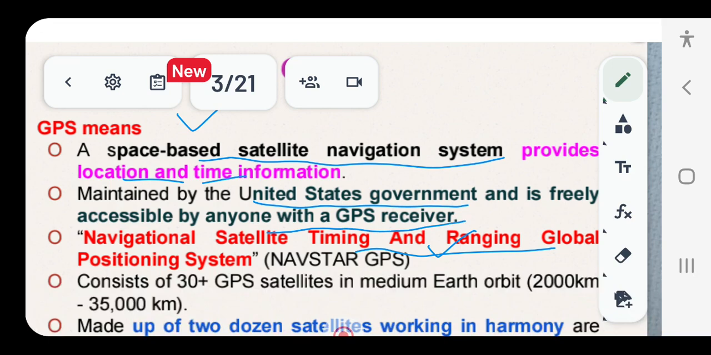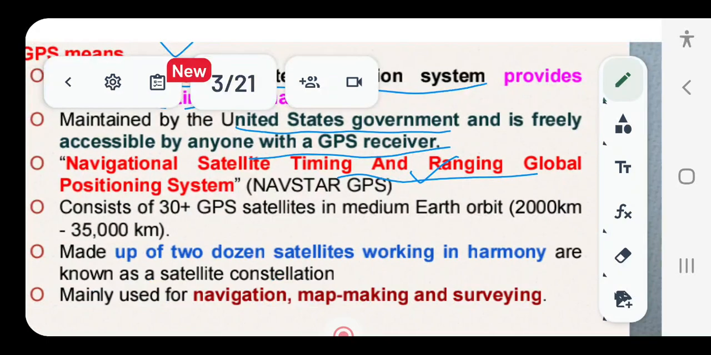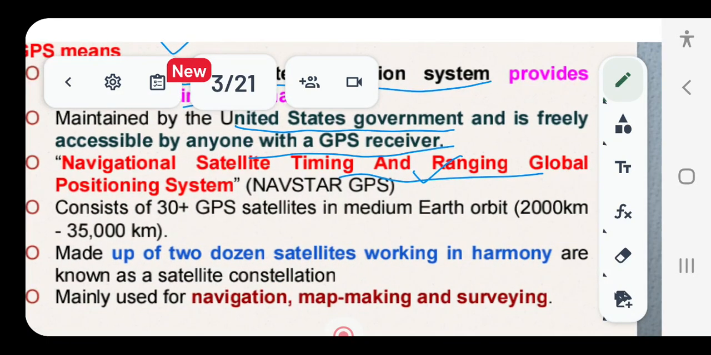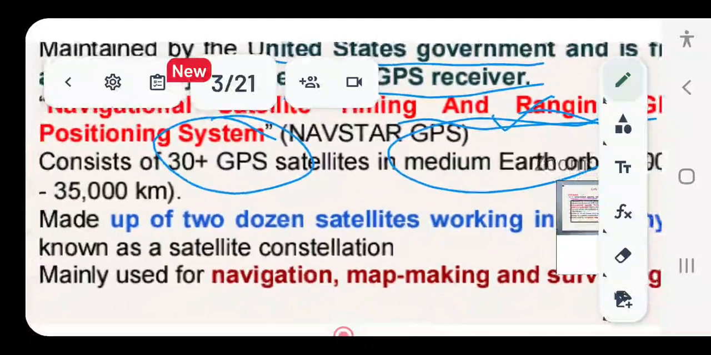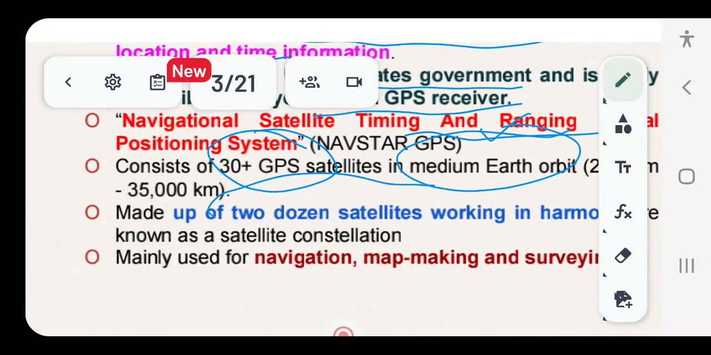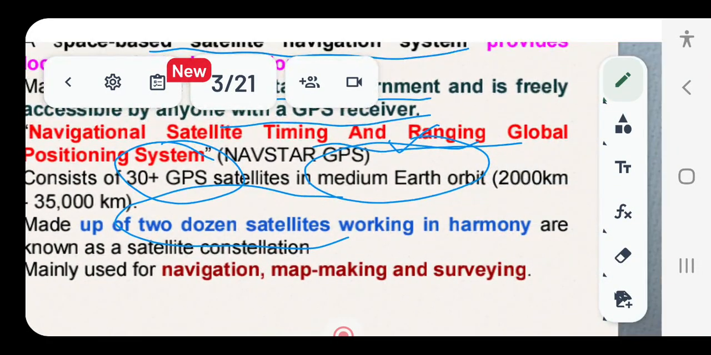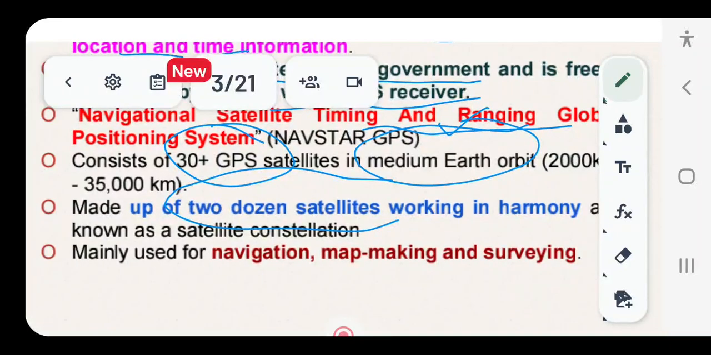Anyone with a GPS receiver will be able to access the information, and it basically consists of 30 plus GPS satellites in medium Earth orbit. In order to gain information, at least 24 satellites which are working in harmony should be available, and this is called a satellite constellation. Many uses are possible with GPS. Some are navigation, map making, surveying and meteorology.